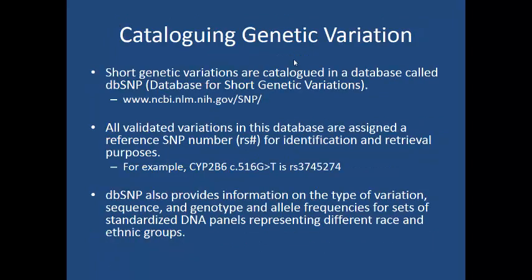So how do we actually catalog all these genetic variants? I mentioned that there are millions of variants in our genome. Well, they're actually very well categorized in a database called dbSNP, or the Database for Short Genetic Variations.